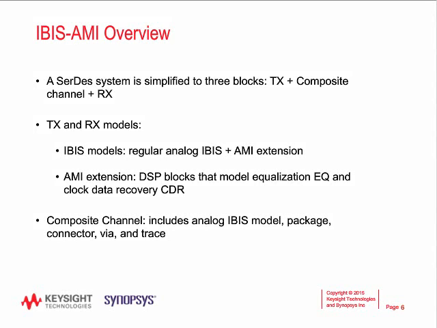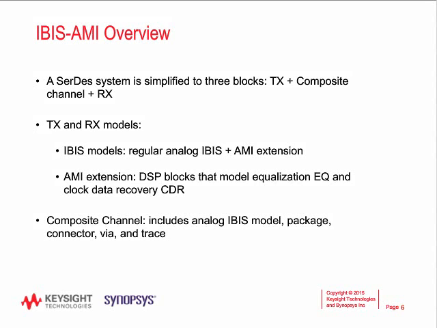For the transmitter and the receiver, the IBIS-AMI model contains the regular analog IBIS model, which includes the I-V and V-T tables, and it also includes the AMI portion of the model. The AMI model includes the algorithmic model, and hence the name Algorithmic Modeling Interface, or AMI, or the DSP blocks. These blocks represent various equalizations that are used in the transmitter or receiver. In addition, the AMI model will include clock and data recovery blocks, which are included in most receivers now.